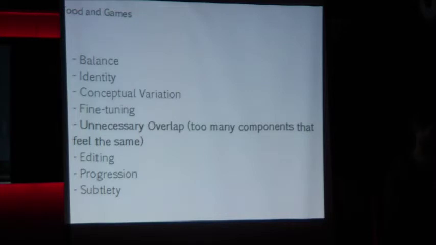Unnecessary overlap, or too many components that feel the same. So say we have a dish that has pasta and mashed potatoes. The flavor tastes pretty good. There's nothing wrong with flavors or anything. But looking at each component, the pasta is soft and it's salty and it's buttery. The mashed potatoes are soft, salty, and buttery.